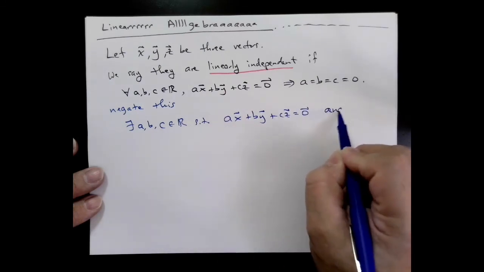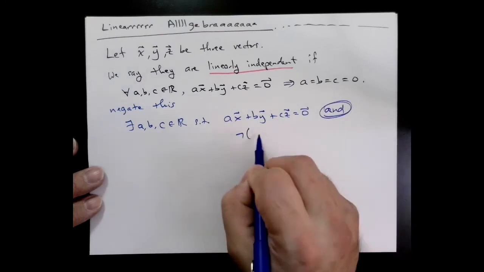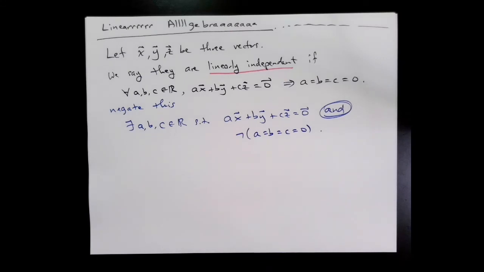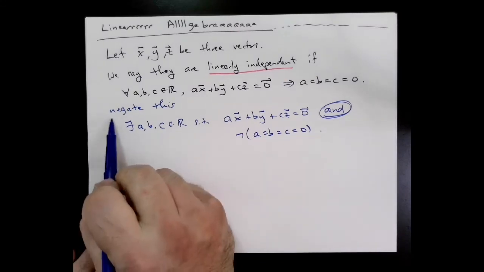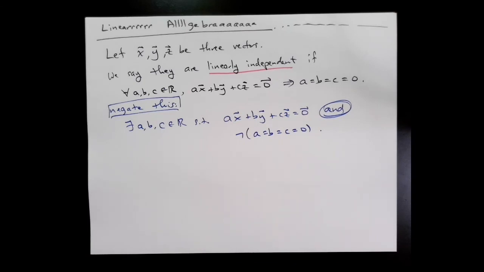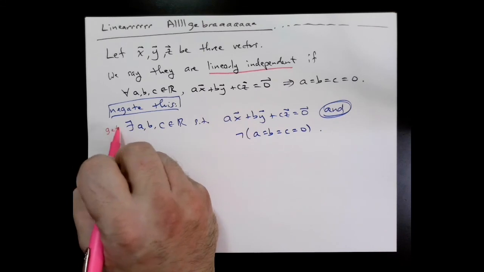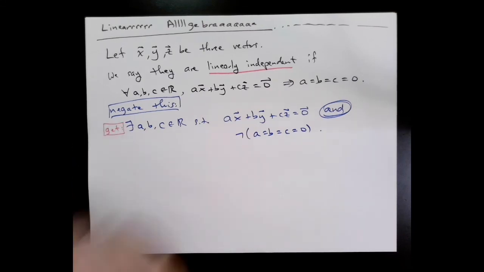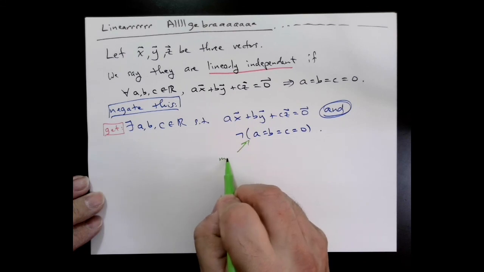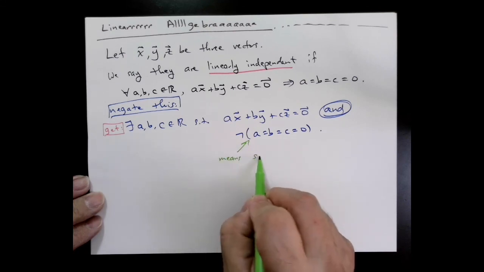Let's think about this. What is the negation of the equation a equals b equals c equals 0? It means that some of the numbers, a, b, or c, are non-zero. Not necessarily all of them, but at least some of them. So this is how we get the definition of linearly dependent. We say that x, y, and z are linearly dependent if there exists three numbers a, b, c, not all 0, that gives ax plus by plus cz equals 0.